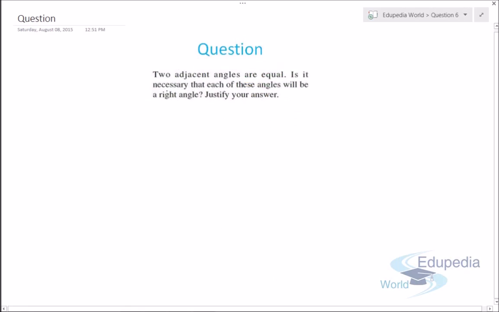Now question number 5 says that two adjacent angles are equal. Is it necessary that each of the angles will be a right angle? We just have to justify our answer. So we'll take two examples. Example 1: suppose we have a straight line like this and we draw a line like this, A, O, B. Now let's say this angle is Y and this angle is X. Two adjacent angles are equal, means X is equal to Y according to the question.